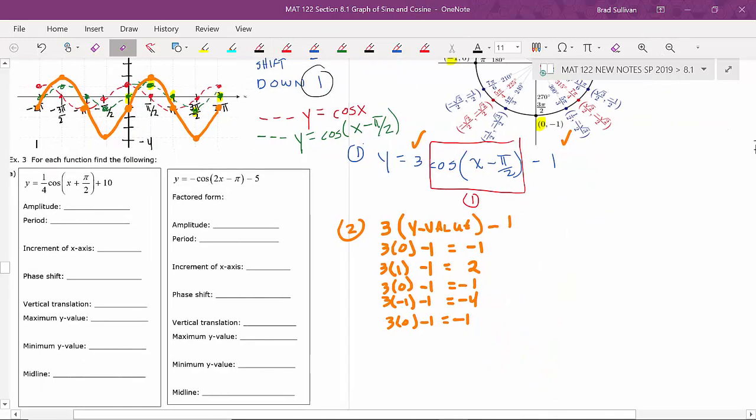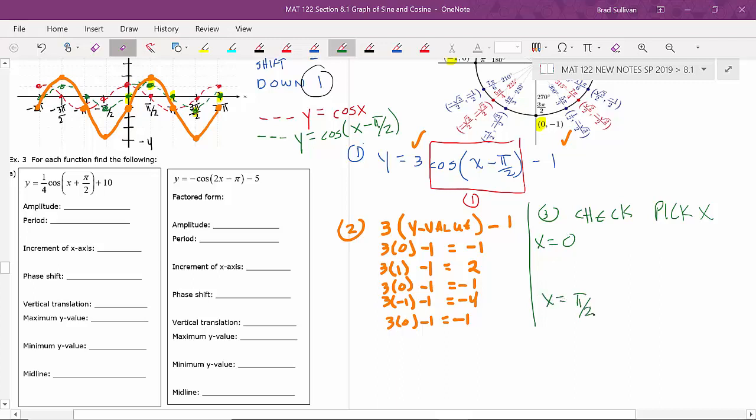Okay, I'm going to try to close off a lot of these problems by checking. And when you check, just pick a couple of points and pick x values. So you're going to pick x values on your graph. It doesn't matter. I like 0. I'm going to pick x equals 0. And I'm going to pick x equals pi over 2. And plug into the entire function. This entire thing right here.